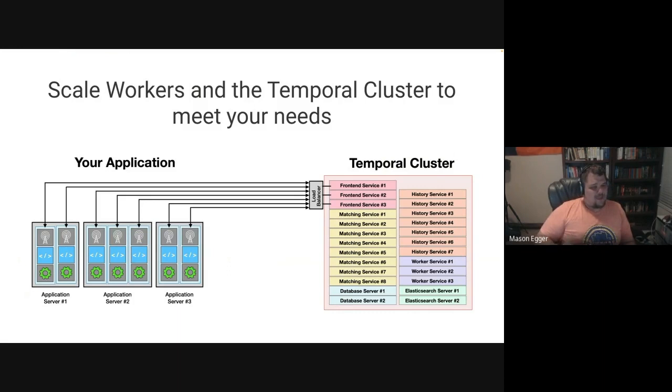You would scale up as you need to. If you need more matching services, you would have to scale these up. History services. When I said that this can get complex really quick, this is where it gets complex really quick, knowing when to scale each of these up. You don't really have the expertise in how Temporal runs, or maybe you do.